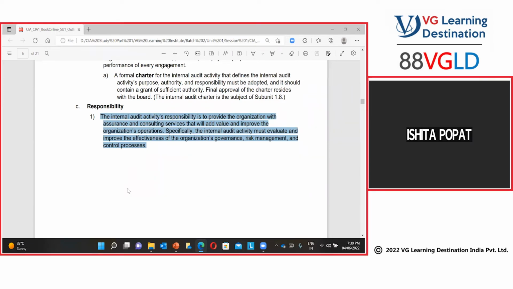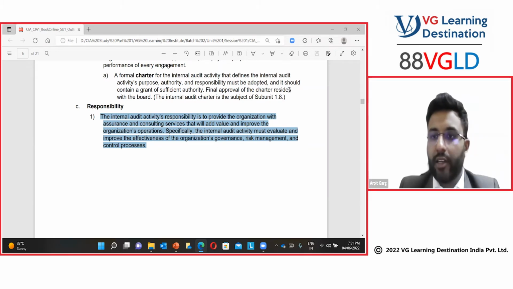The internal audit activity's responsibility is to provide the organization with assurance and consulting services that will add value and improve the organization's operations. Specifically, the internal audit activity must evaluate and improve the effectiveness of the organization's governance, risk management, and control process. Absolutely. So I think we are all clear with that. We have understood what is assurance, what is consulting, whatever is mentioned here. We are all clear with what we've studied.